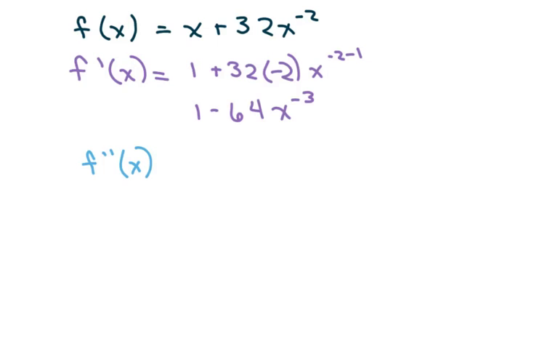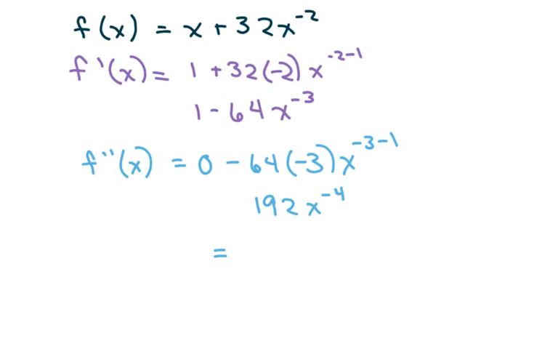And the second derivative of 1 is just 0. Then I'm going to have negative 64 times negative 3x to the negative 3 minus 1. So that's going to equal 192 x to the negative 4, which equals 192 over x to the 4th.